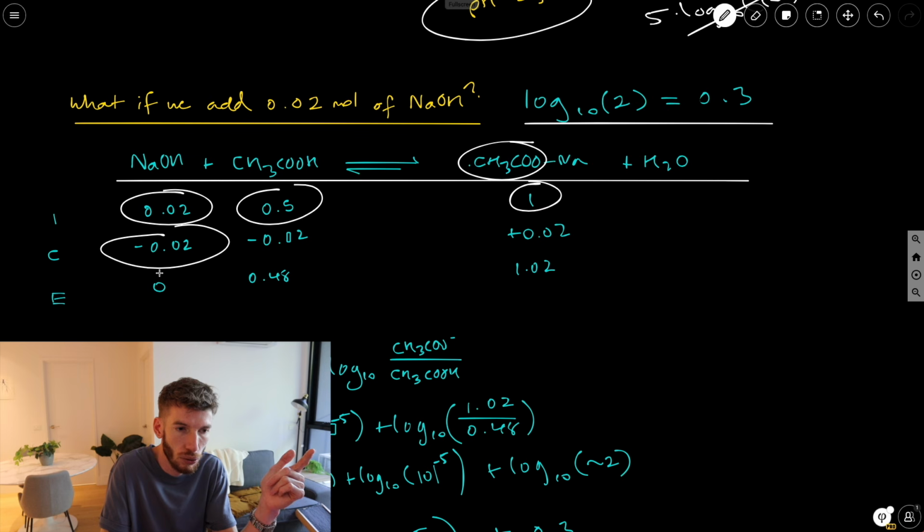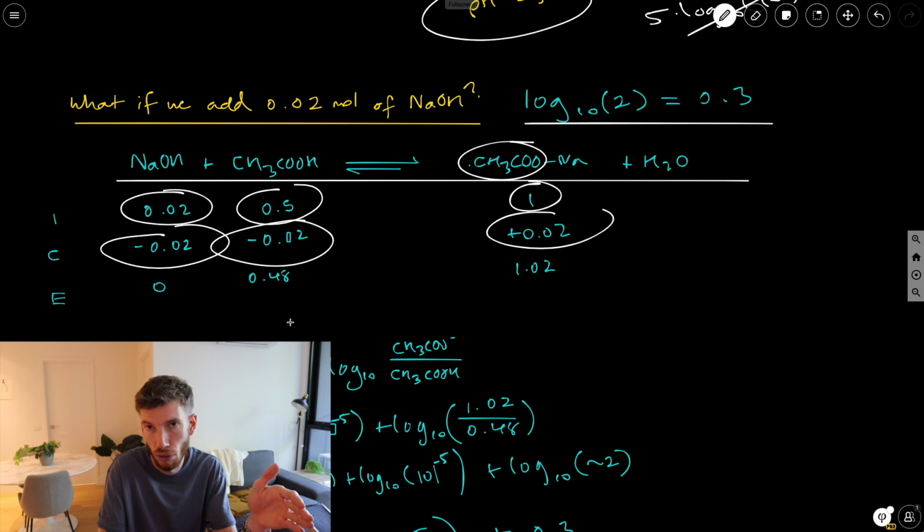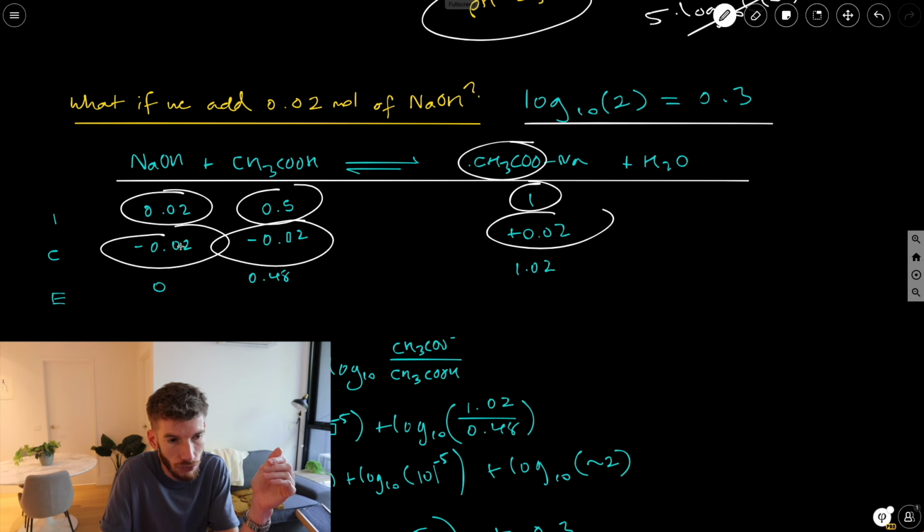Now we're going to assume all of that reacts, right? So therefore, 1-to-1 ratio, the same mole of that acetic acid will react, and then we should gain 0.02 mole of our acetate, right? So then, if we do the calculation, 0.02 take away 0.02 is nothing. Then acetic acid, 0.5 take away 0.02 is 0.48, and then here we're going to gain 0.02 to 1.02.